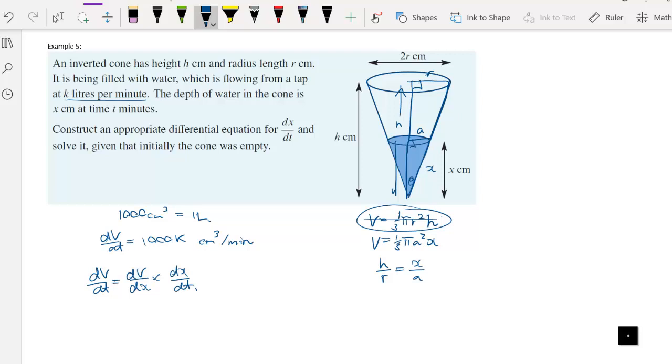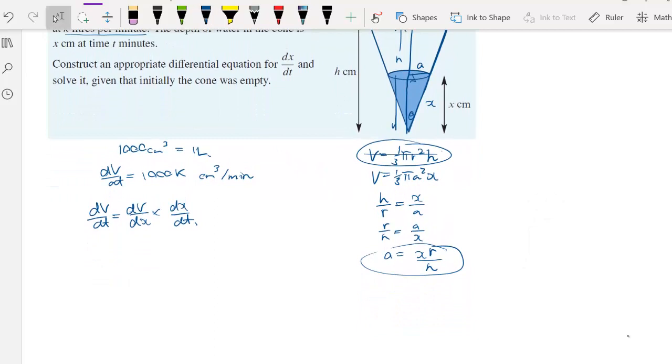Now we want to be able to replace a squared, so if we flip these ratios, we've got r on h is equal to a on x, and therefore a is equal to xr on h. As r and h are constants, then that's fine to be able to sub these in. So that gives us the volume is equal to 1/3 pi (xr on h) squared times x, and that's 1/3 pi x cubed r squared on h squared.